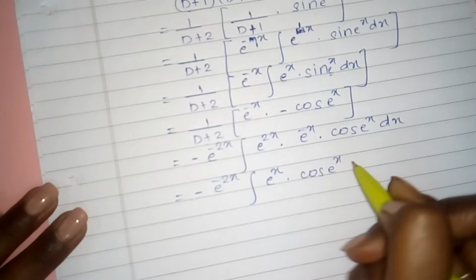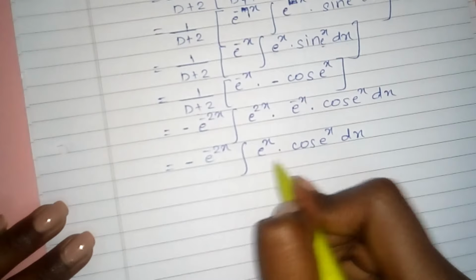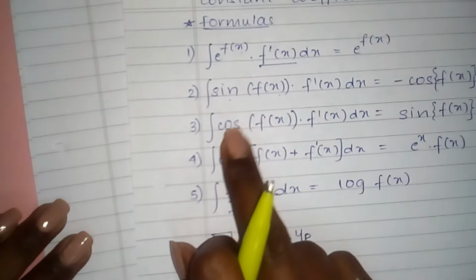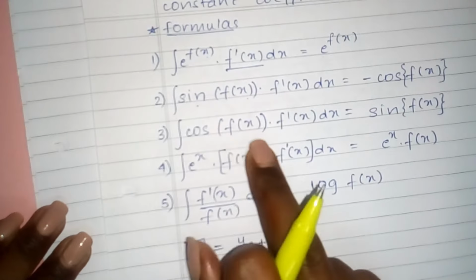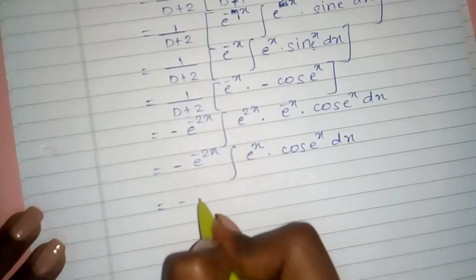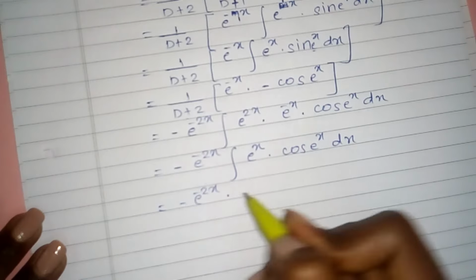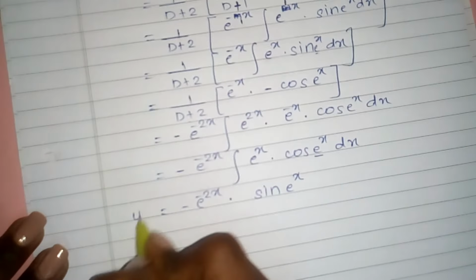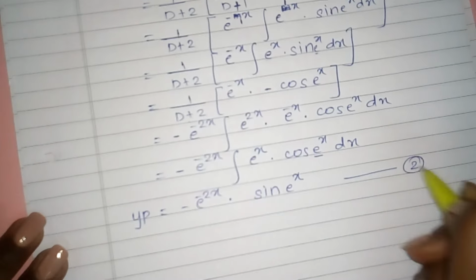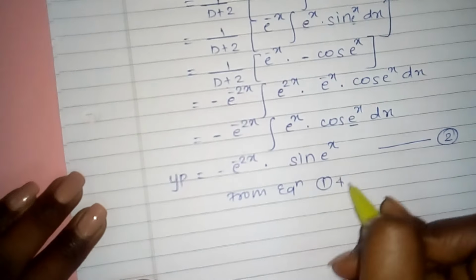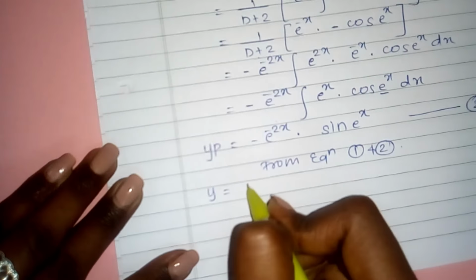Now again the same formula can be applied, a different formula, a similar one. So in the formula sheet you can see cos f of x into f dash of x is equal to sin f of x. Now this is the formula, we can apply it directly, and it is equal to minus e raised to minus 2x into sin f of x, that is e raised to x. So this is our YP. We found out YP. This is the second equation. Now from equation 1 and 2 we'll find y is equal to YC plus YP.